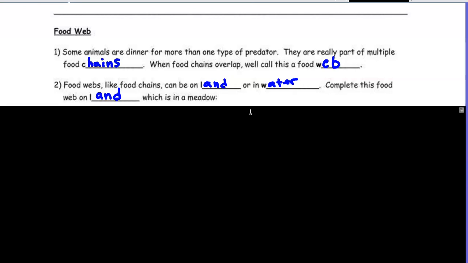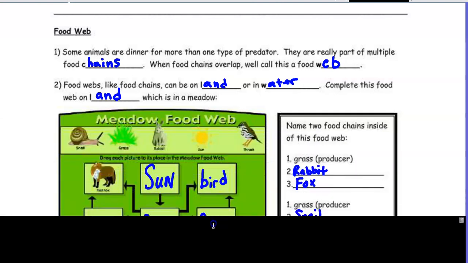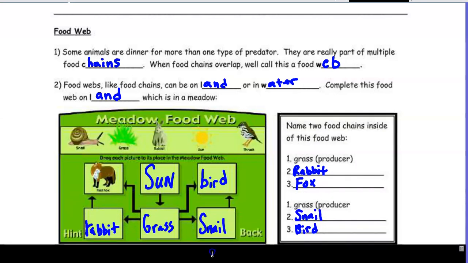Complete this food web on land, which is in a meadow. The meadow food web all starts with the sun, which isn't our producer. It's just that renewable resource in the sky that helps the grass, which is our producer. We know that food chains must start with a producer. So a food chain could be something like: the grass is my producer, the rabbit is my primary consumer, and my secondary consumer is the red fox.